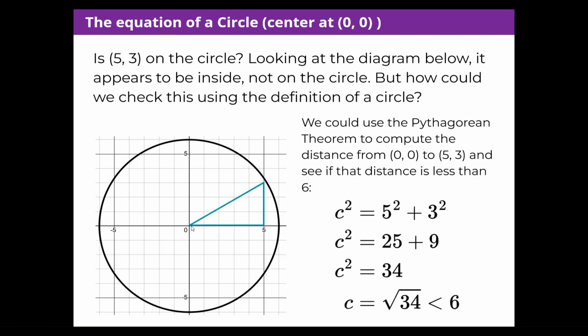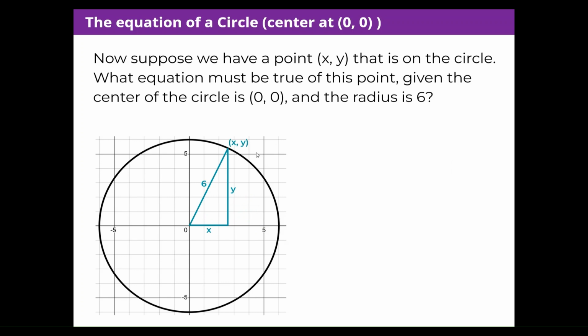Here's our right triangle. We know the x-coordinate is 5. We know the y-coordinate is 3. The distance we're interested in is the hypotenuse. So if we label this hypotenuse c, the Pythagorean theorem says c squared is 5 squared plus 3 squared. Doing a bit of arithmetic, we get that c, the distance from the center of the circle to the point 5, 3, is the square root of 34. That's a little bit less than 6 because 6 times 6 is 36. So that tells us this point actually is inside the circle, as it appears to be.